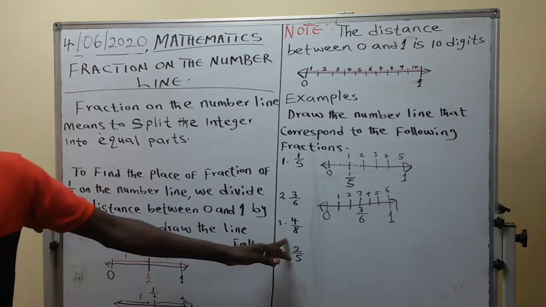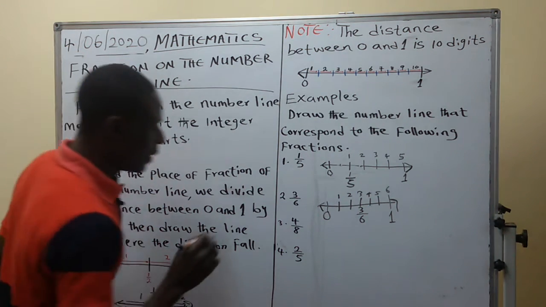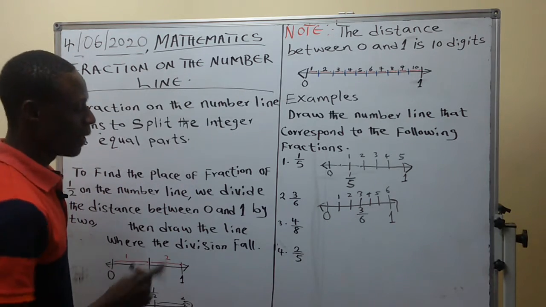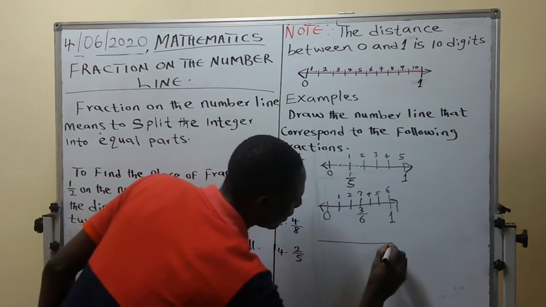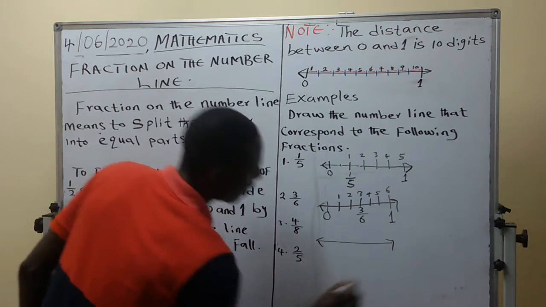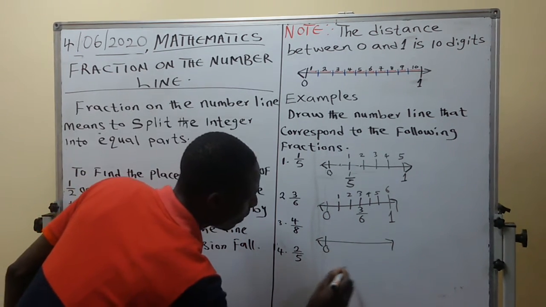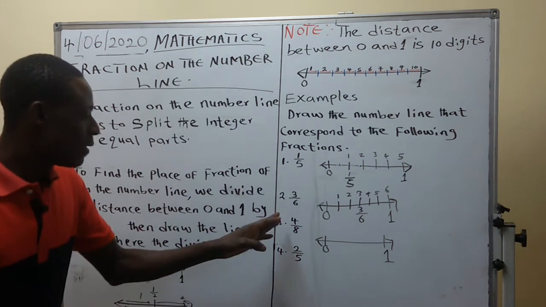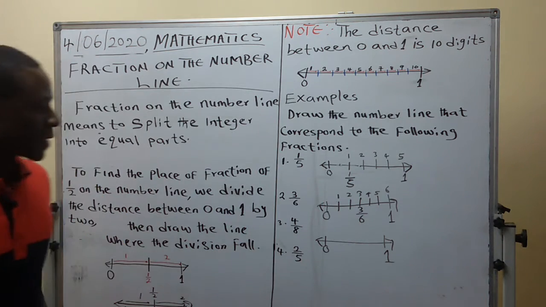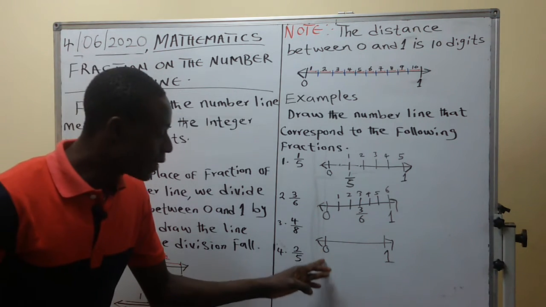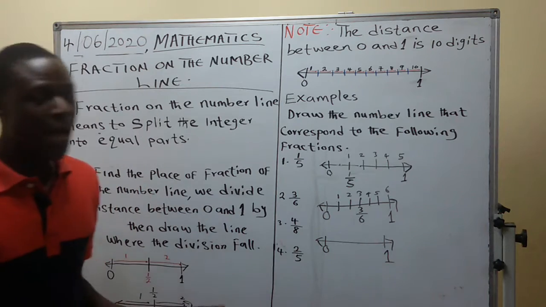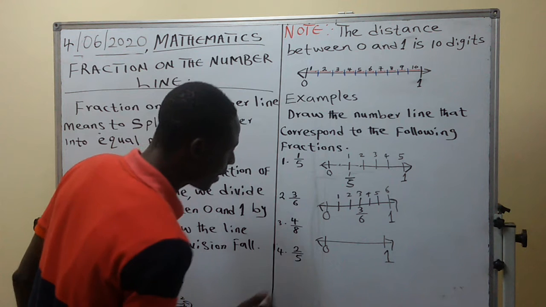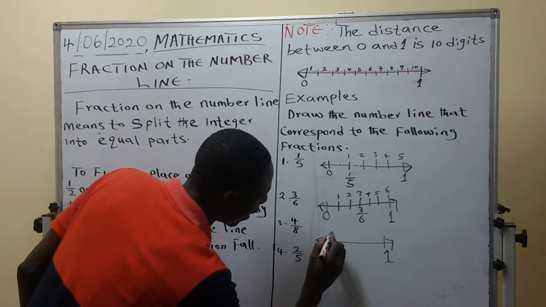Now, the third example. The place that corresponds to 4 over 8 on the number line. Let's try to find it. We draw the line, and this is point 0, and this is point 1. To find 4 over 8, we have to divide the distance between 0 and 1 by 8. We have to divide it into 8 places.